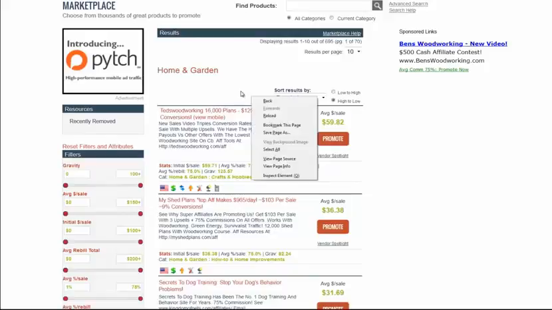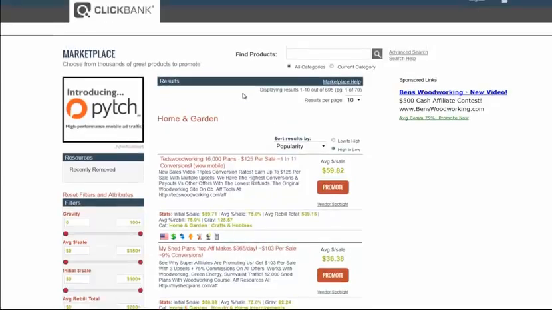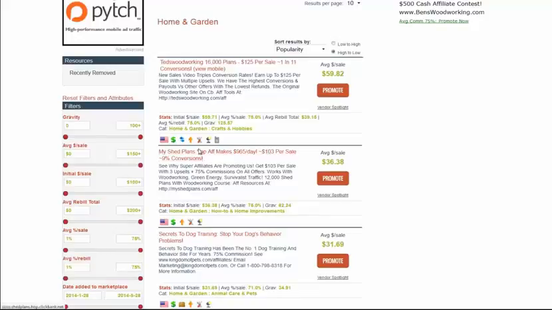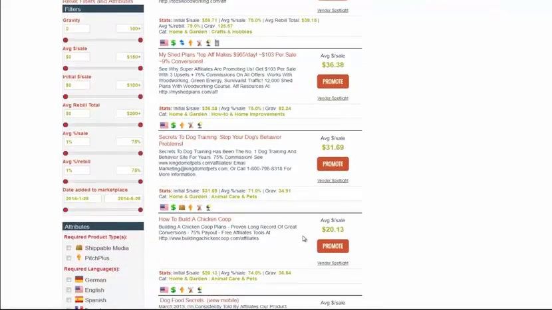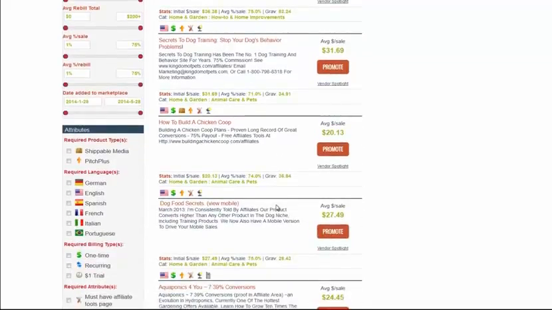looks like it could be quite an interesting spot to work from. And you can see below it, you can see my shed plan. So this is plans presumably for creating a shed. You're going to earn an average of $36 a sale, etc, etc. Secrets to dog training, a very normal niche that everybody knows about, and that's going to be $31 a sale. No rebill, but don't get caught up in the rebills. Most products don't have them. When products do, it's a very, very big bonus, let me tell you. Dog food secrets, something about dog food, how to build a chicken coop, $20 a sale.